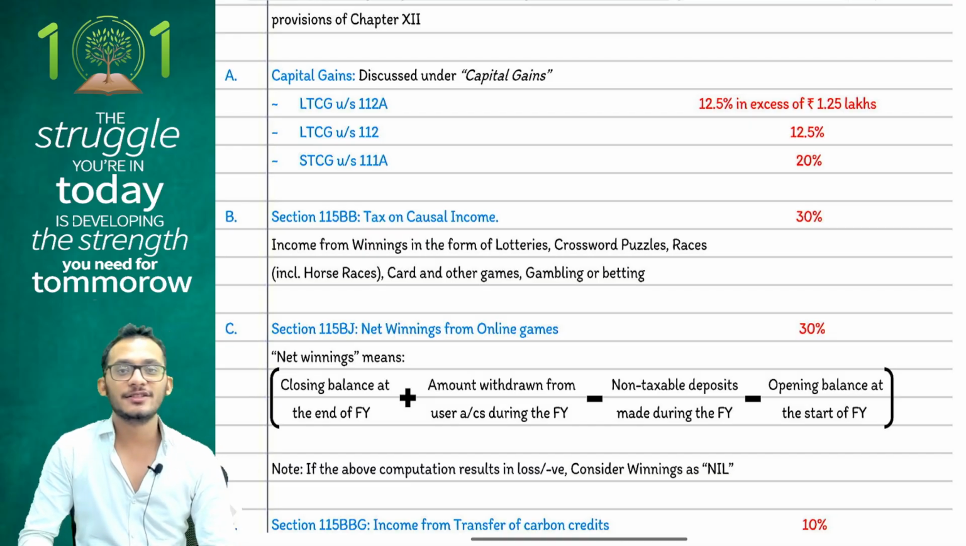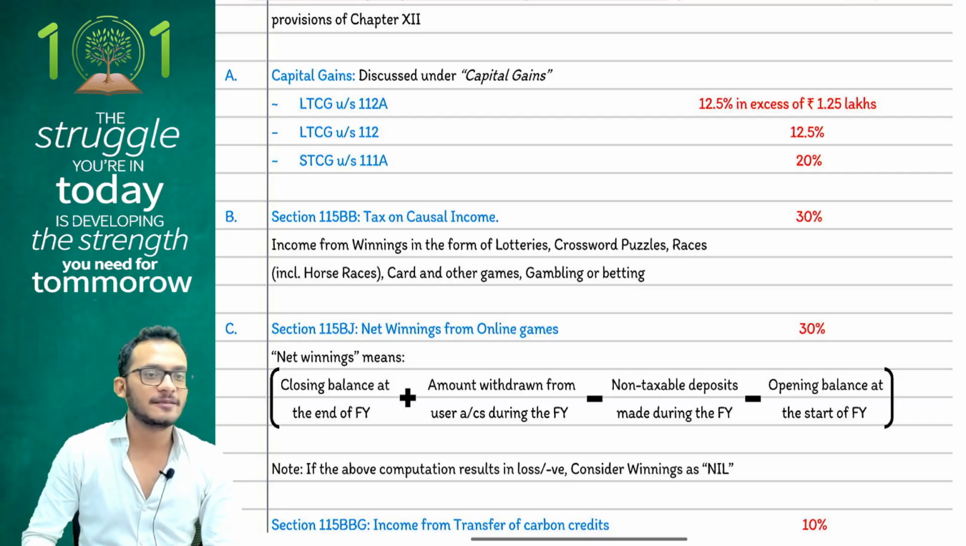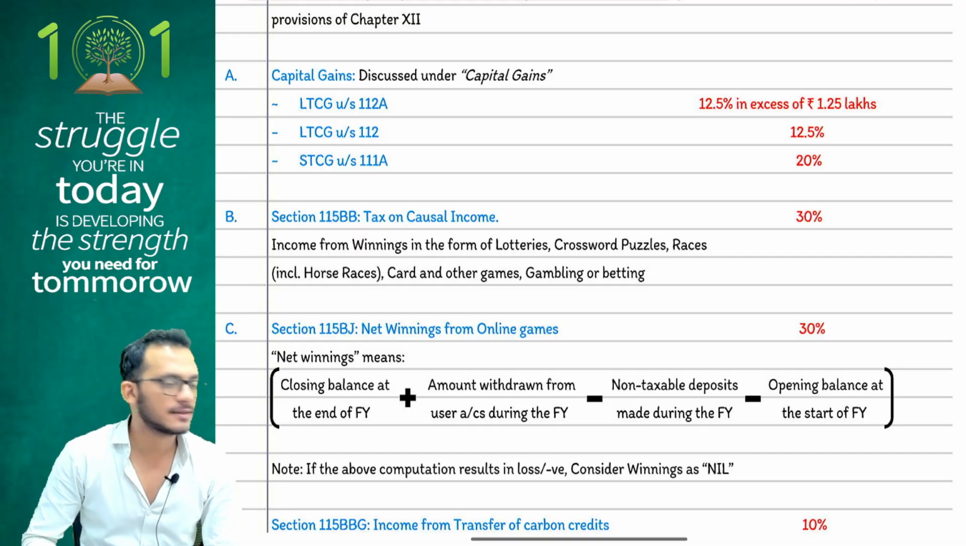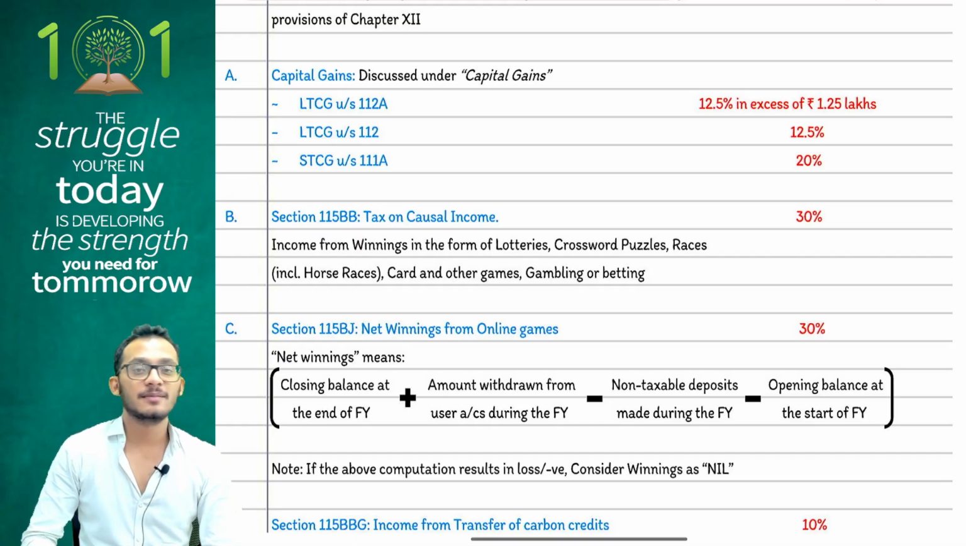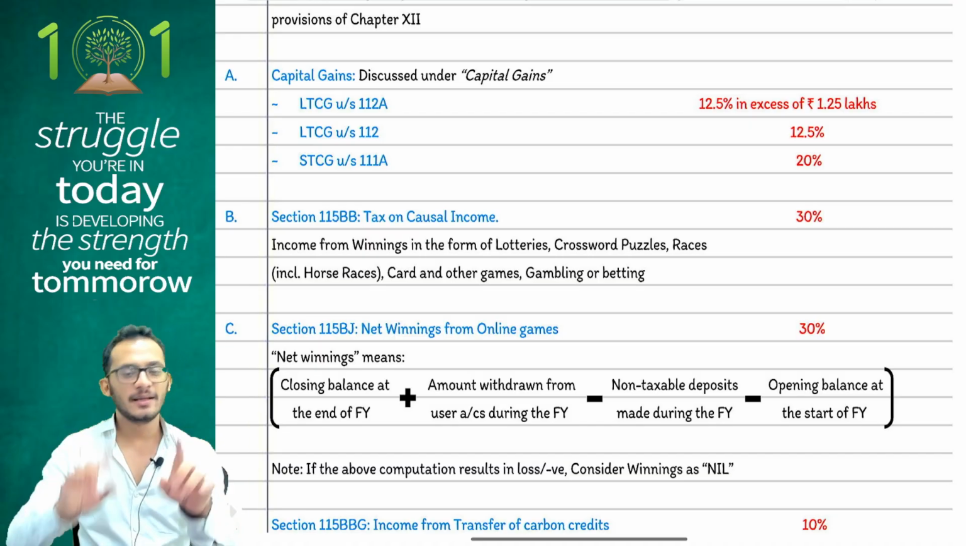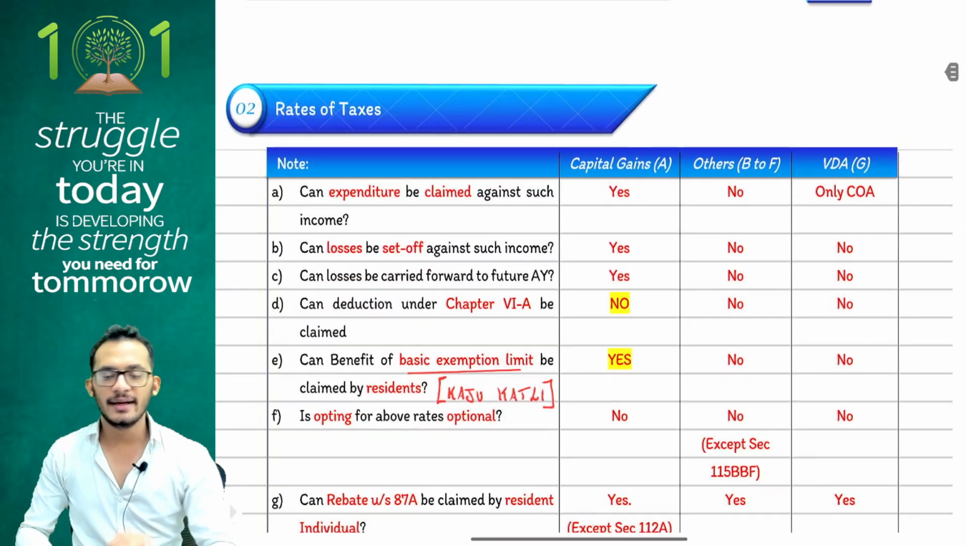You should make the invention in India, and 75% of expenditure should be in India. This is not a mandate, you can make a choice. And then we discussed the transfer of carbon credits. Carbon credits go for 10%. At any point of time, we will split your table into three: capital gains, VDA and others.